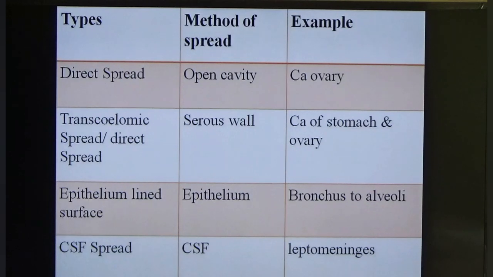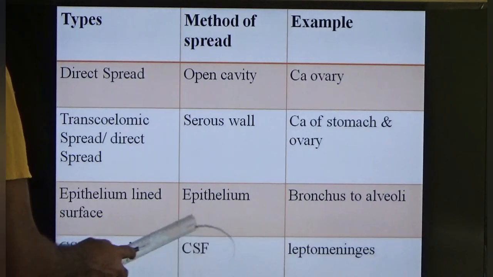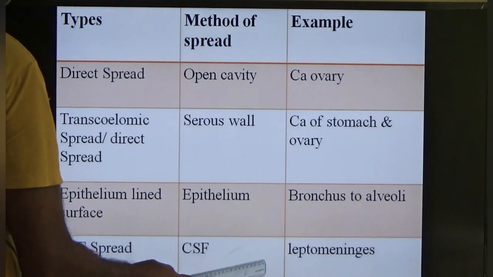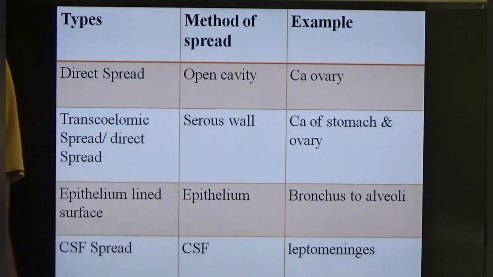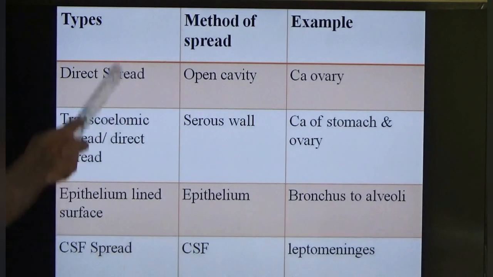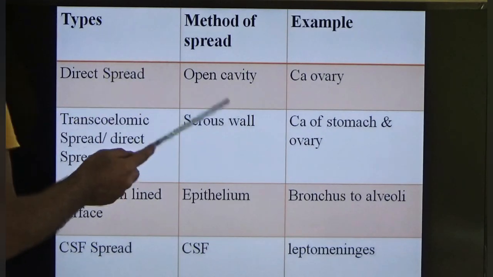And the rarest one is cerebrospinal fluid spread. The tumor cell reaches the cerebrospinal fluid and spreads to other parts of the body. An example is leptomeningeal spread. This is known as metastasis. So we have discussed the four characteristics of tumors, mainly the malignant tumor.